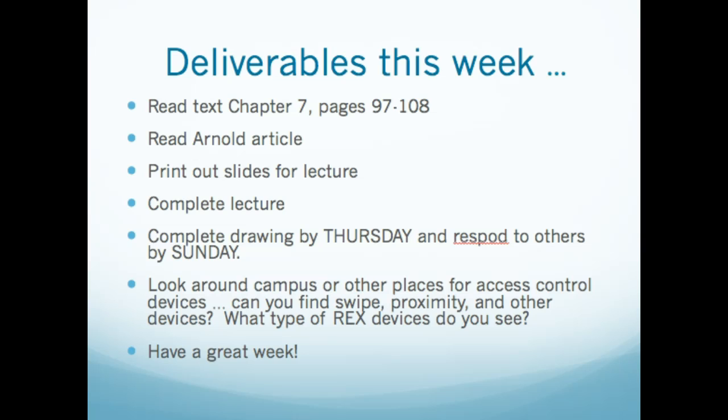So you're going to read the text, chapter 7, pages 97 through 108. There's an article. It is a commercial article. As you know, I use a lot of commercial articles. They are by people who are trying to sell you something. I'm not trying to sell you on anything. Please don't think that, but some of the best literature, especially when it comes to electronic security and physical security, comes from the people who sell it, because they have to convince you why it's a good idea or what's good about their products. And so it's a commercial article, but it's a pretty good one.